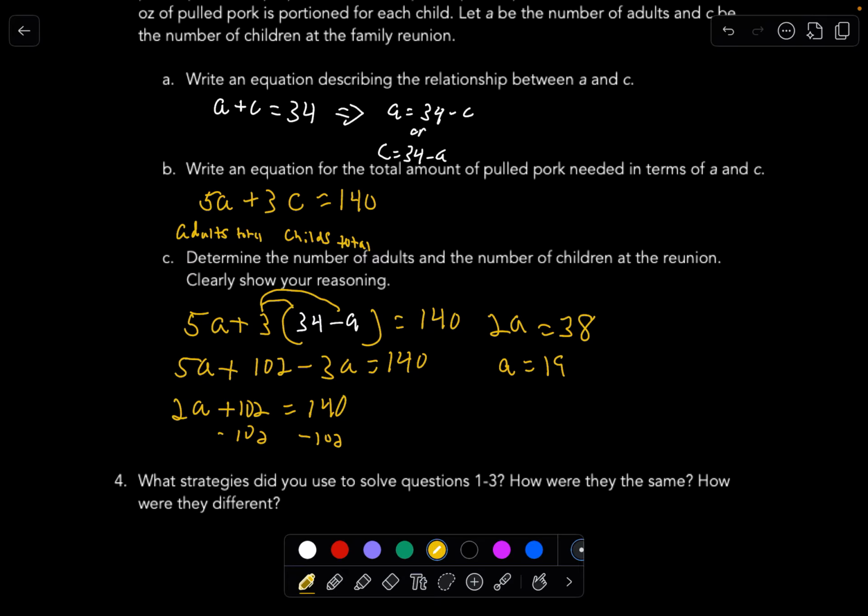Okay, 19 adults. So since we know A plus C equals 34, or the fact that C equals 34 minus A, which is 34 minus 19, we get C equal to 15. So there were 19 adults and 15 children at the reunion.